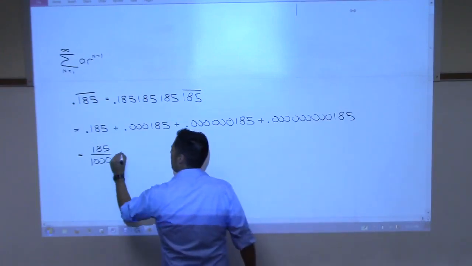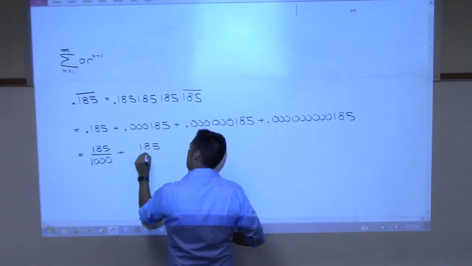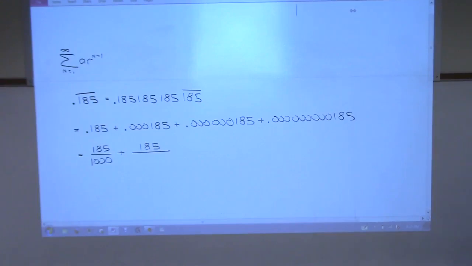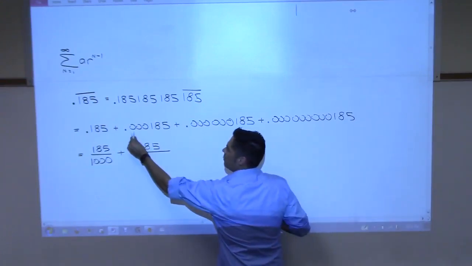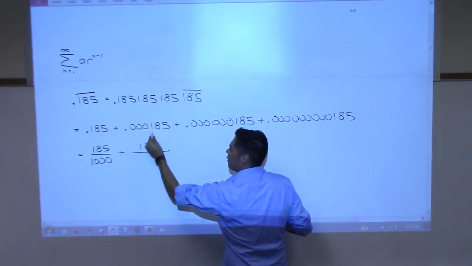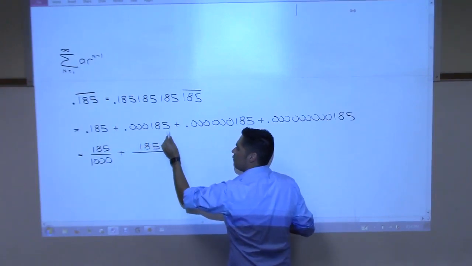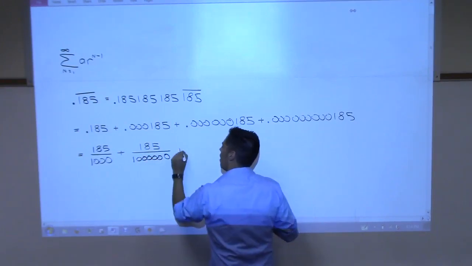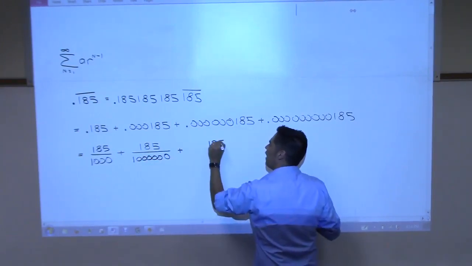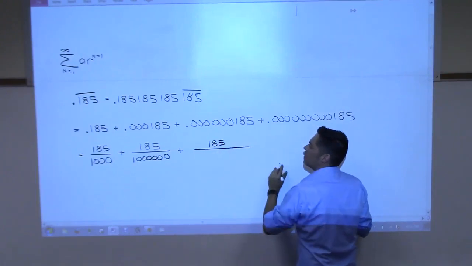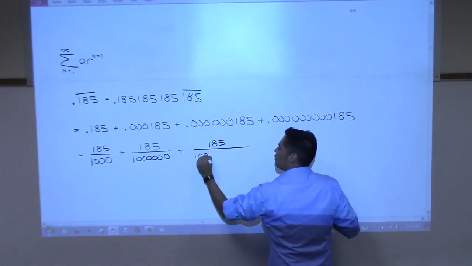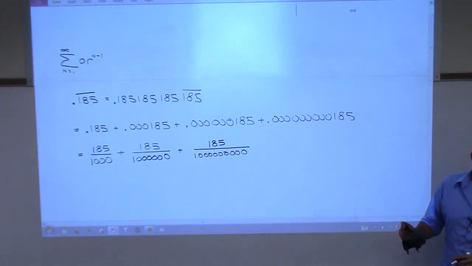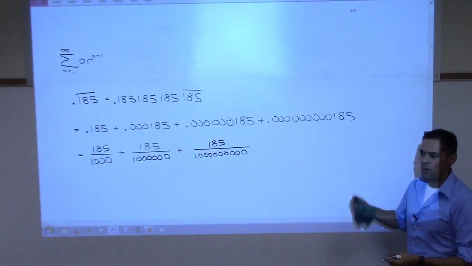It's 185 over, what place value are you in there? We're in the tenths, hundredths, thousandths, 10,000ths, 100,000ths, millionths. So 1 with 6 zeros. Plus, next one, 185 over, what place value are we in here? So 1 with 9 zeros. Understand? The next one would have 12 zeros, but I'm not going to write it.